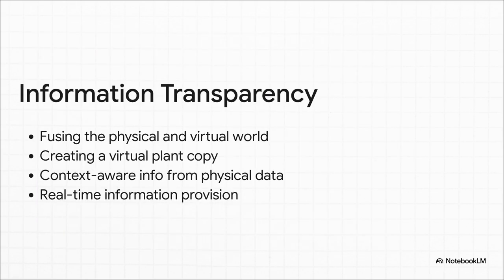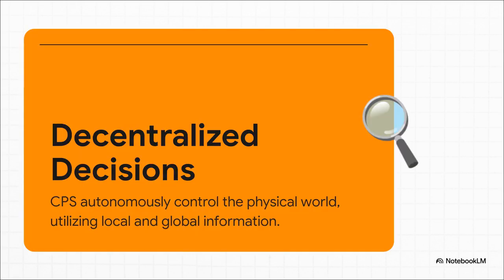Once everything is connected, you unlock this second principle, information transparency. This isn't just about having a ton of raw data. It's about fusing the physical and virtual worlds. Raw sensor data from the factory floor is aggregated and linked with virtual simulation models to create a digital twin of the actual plant. This gives you context-aware data. For example, the system doesn't just know a machine is vibrating. It knows exactly why it's vibrating in the context of the production schedule, and it shares that real-time info with everyone in the network. So what do you do with all that transparent data? That brings us to Principle 3, decentralized decisions.